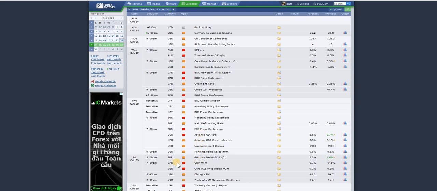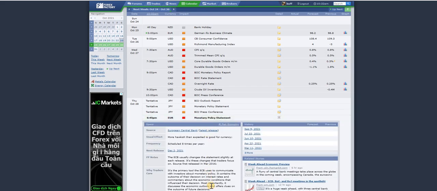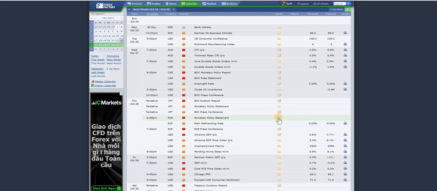What else have we got here? CAD GDP, USD core PCE pricing. I'm not even sure what that is. And the Treasury currency report, which is on Saturday. If you want to know what one of these is, you just click on this little envelope looking thing on the right, and it opens up and tells you all about it. You can read that. So it's free.